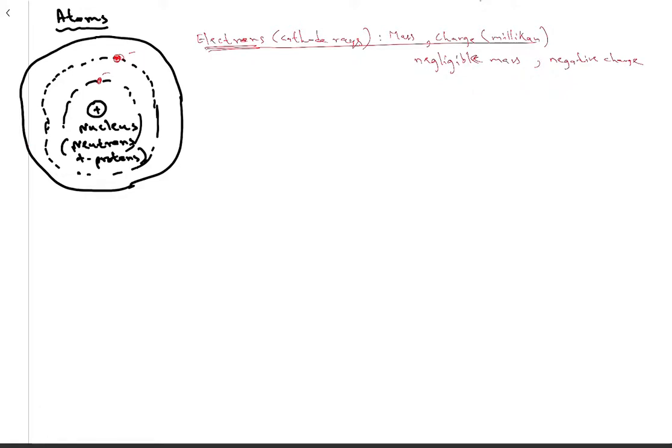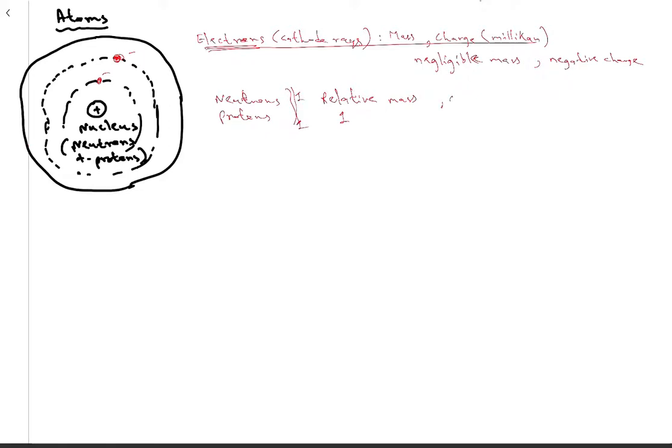The nucleus has neutrons and protons, and their relative mass as compared to the electron is considered as 1. So relative mass, you don't have to remember the exact mass in grams, but relative mass, meaning relative to the electron. Relative mass is 1, for each one of them.